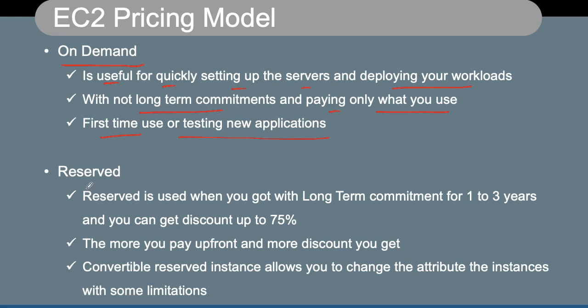Every time we are doing first time use or testing new applications, we should go for on-demand mode. Reserved is used when we have some long-term commitment of 1 to 3 years, and we can get a discount of up to 70 to 75%. The more you pay upfront, the more discount you get. And there are convertible reserved instances, which allow you to change the attributes of the instances with some limitations.